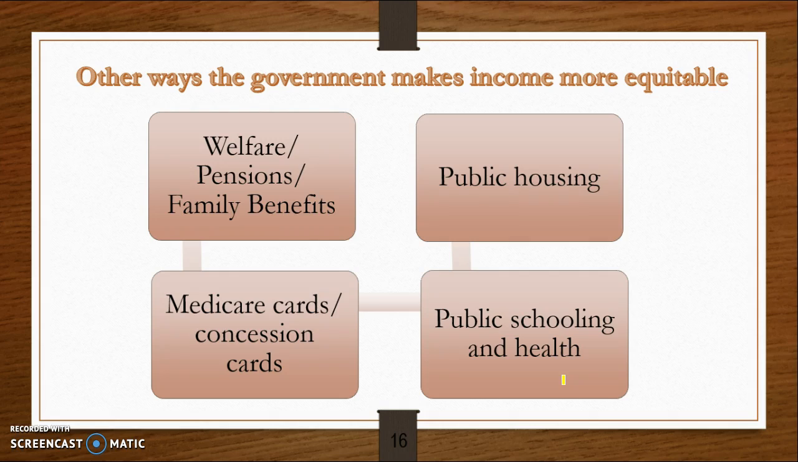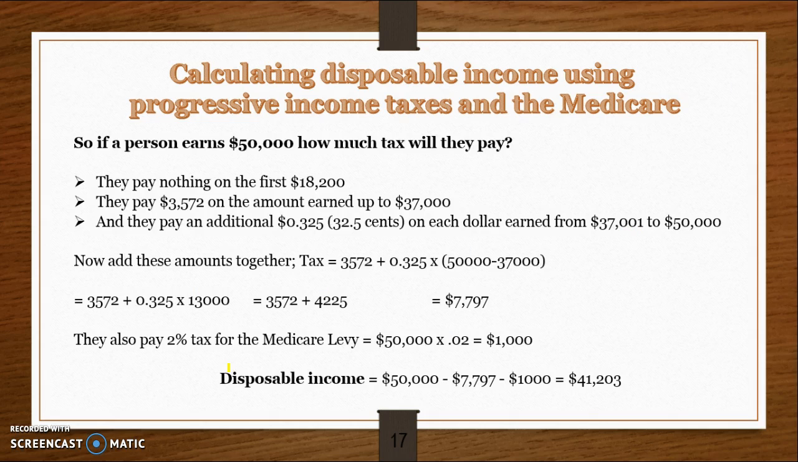Other ways the government makes the distribution of income more equitable include welfare and pensions, and public housing for low-income earners. There's also Medicare and concession cards, so low-income earners get access to cheap public transport, cinemas and a whole range of other things. Public schooling and health also help to provide benefits for low-income earners.